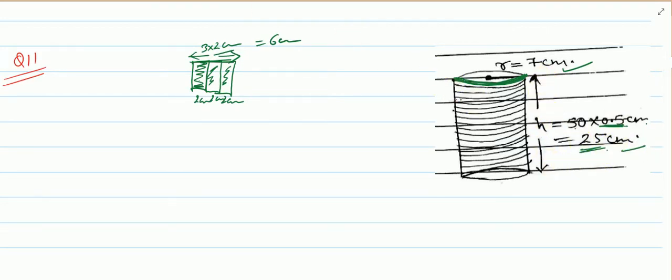So now you can see you are getting a cylinder. Yes, this is your cylinder whose height is 25 centimeter, radius is 7 centimeter. Yes. So you can easily find its total surface area. That means curved surface area plus area of top and bottom. Okay.